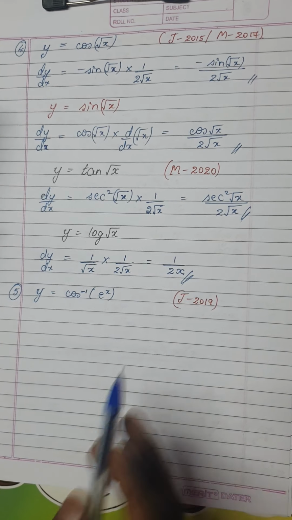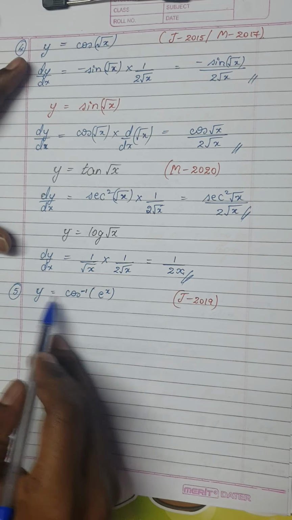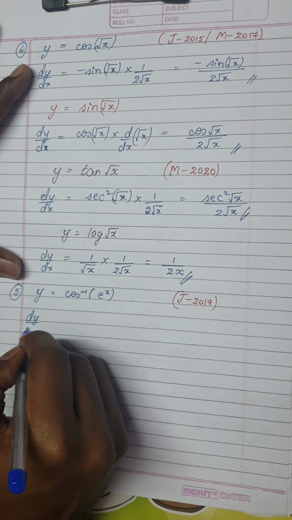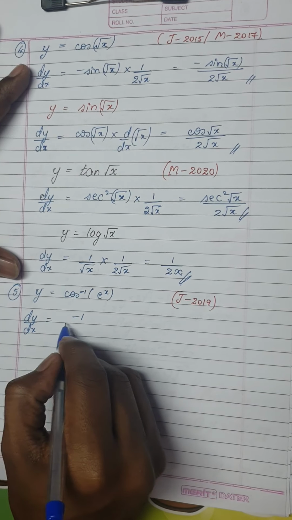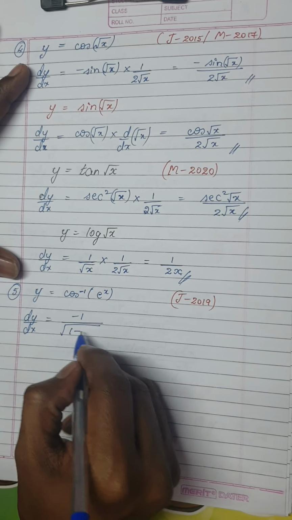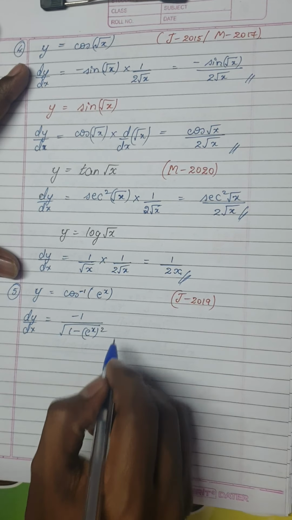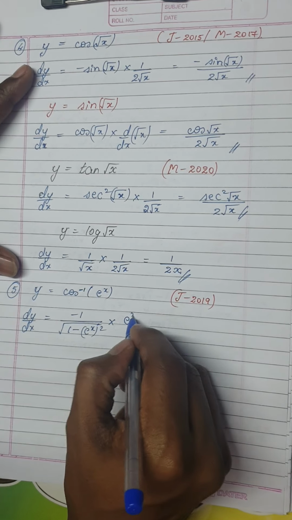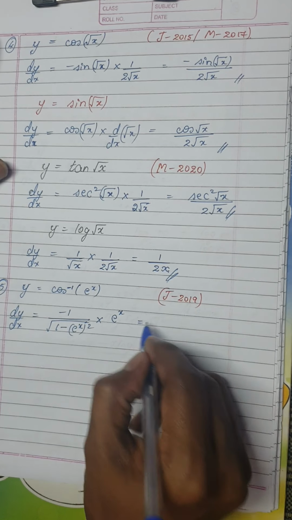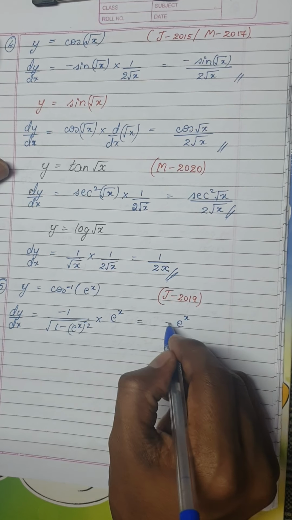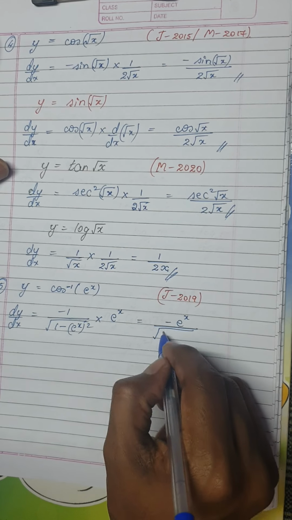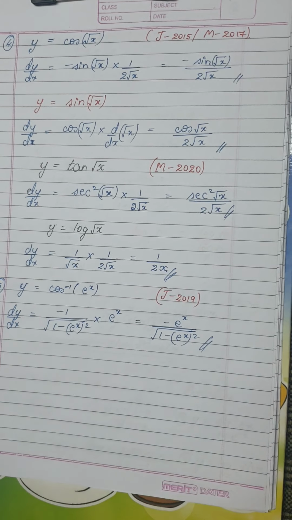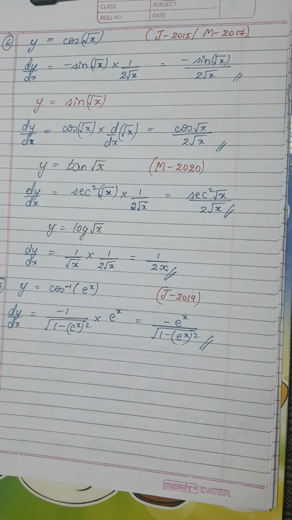The next question was asked in July 2019. Y is equal to cos inverse of e power x. Now what is the derivative of cos inverse? Remember, cos inverse is minus 1 divided by root of 1 minus f of x square, into the derivative of e power x, which is e power x itself. Very simple. So you can write minus e power x divided by root of 1 minus e power x whole square. So this is the derivative of the given function.